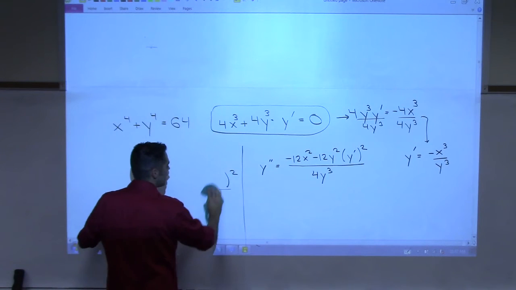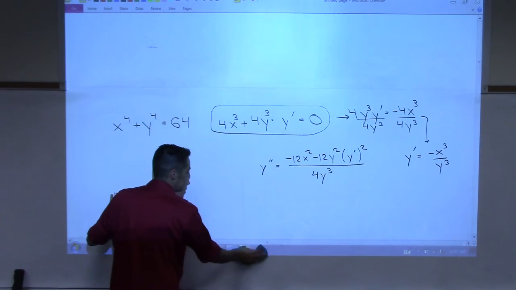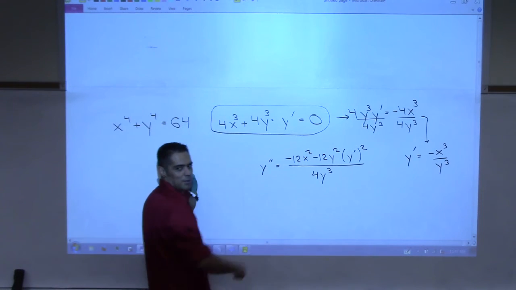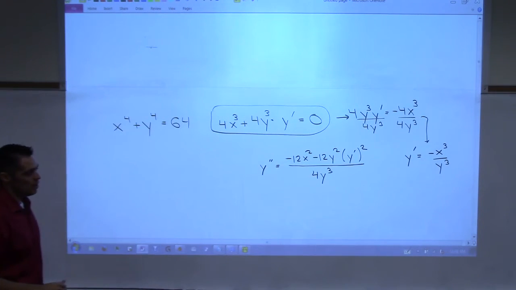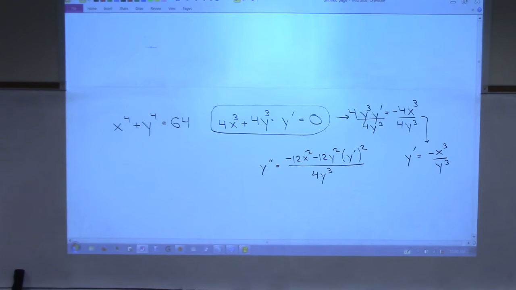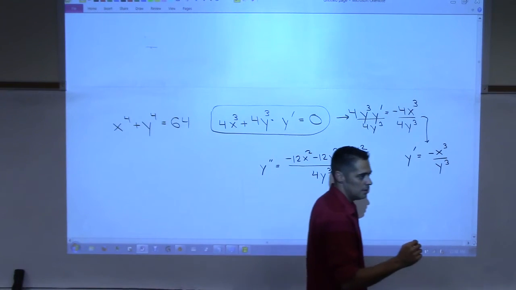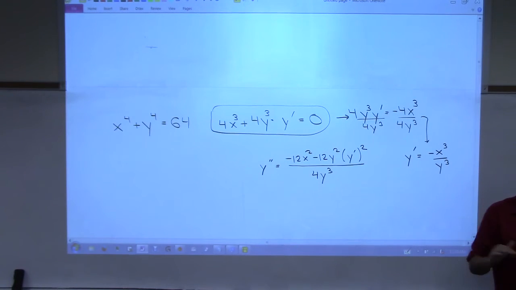I know somebody in the back of the mind is asking themselves, will you take this as the answer on the test? That's what you're going to ask. And I'm going to tell you no. I want it completely simplified. So I will give you the instructions: find y double prime in terms of x and y. So I want it in terms of x and y at the end of the day.